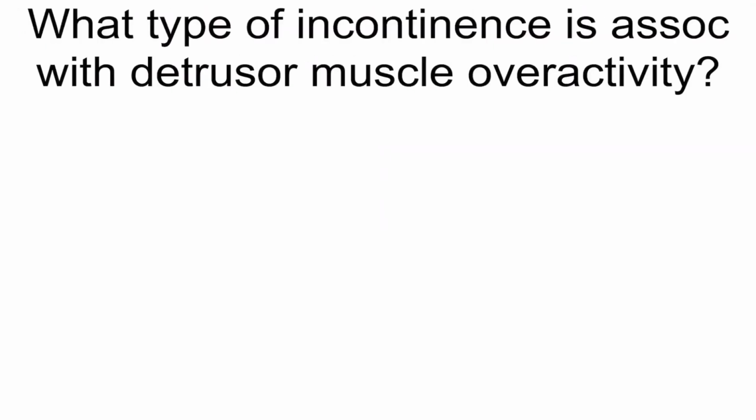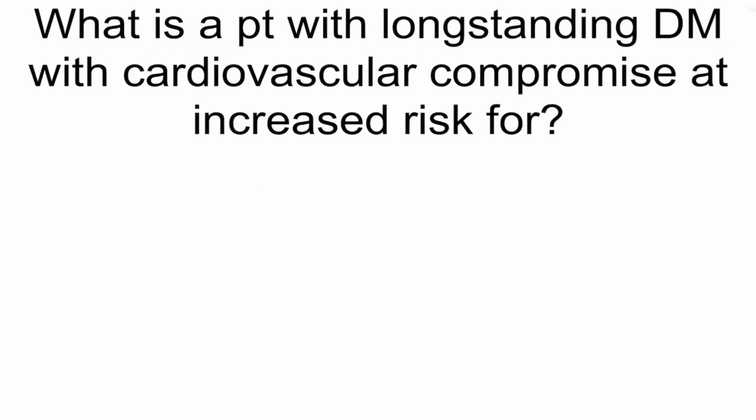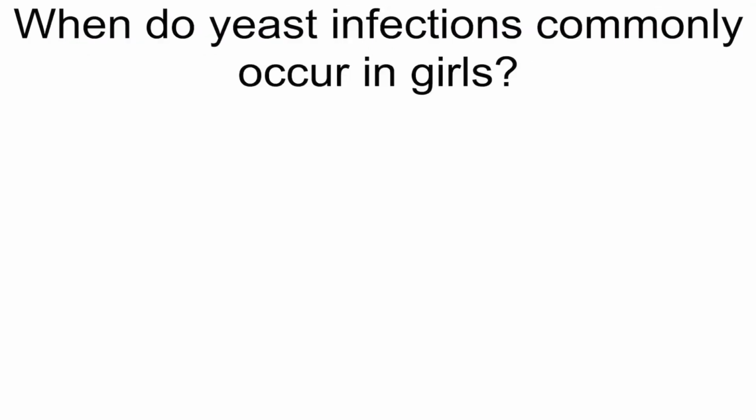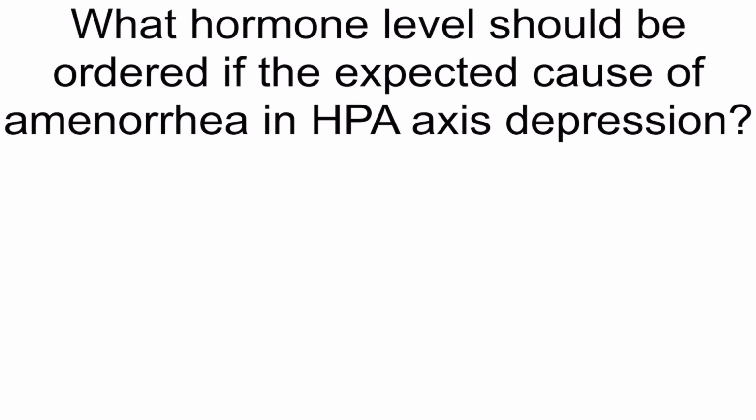What type of incontinence is associated with detrusor muscle overactivity? Urge incontinence. What is a patient with long-standing diabetes mellitus with cardiovascular compromise at increased risk for? Intrauterine growth retardation. When do yeast infections commonly occur in girls? After antibiotic therapy. What hormone level should be ordered if the expected cause of amenorrhea is HPA axis depression?